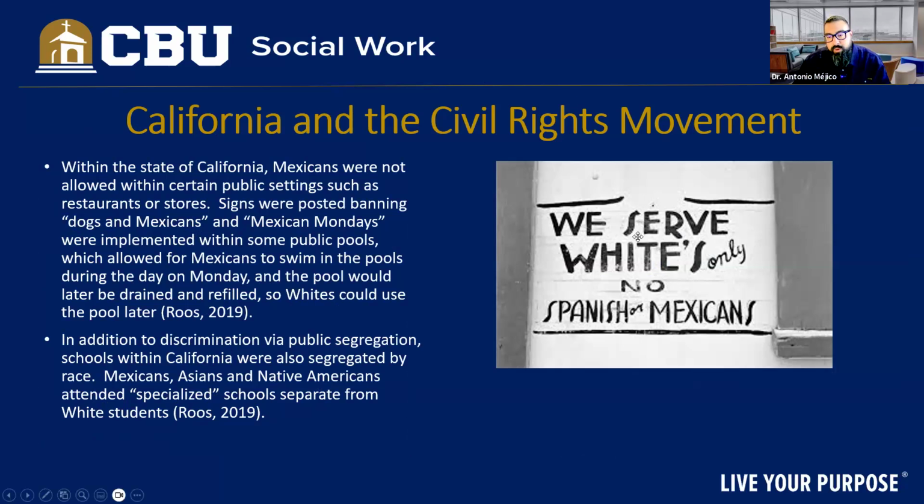During the same time when the Bracero movement was going within the state of California, if you were Mexican, Chinese, or Native American, you were not allowed within certain public settings such as restaurants or stores. Our own form of segregation occurred here, even in Riverside, San Bernardino, Rialto, like all these other areas of Southern California. In fact, signs were posted banning dogs and Mexicans, and Mexican Mondays were implemented within some public parks and pools. And what would happen is that Mondays, if you were Mexican, were the only days that you could swim in Riverside. That day was actually Tuesday.